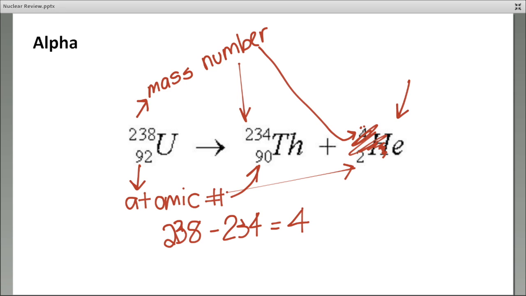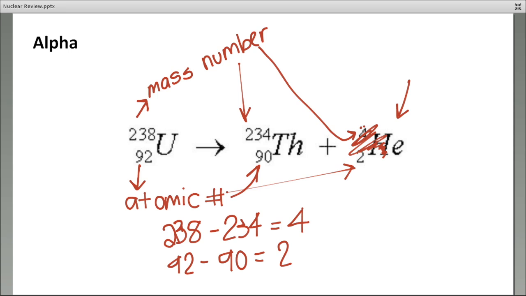And then you can do 92, which is the bottom, minus 90, get 2. So you've got 4 over 2, and then you could go to your periodic table. You could see that that was a helium atom, and then you would know that you've got alpha radiation. I didn't see anywhere where they made you do this math like this, but they did want you to know. They did want you to see these formulas.